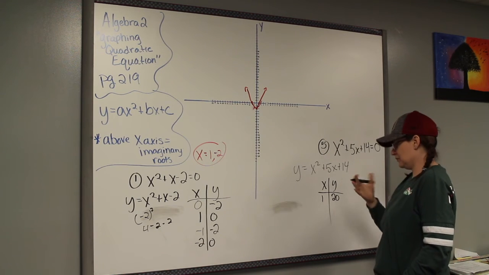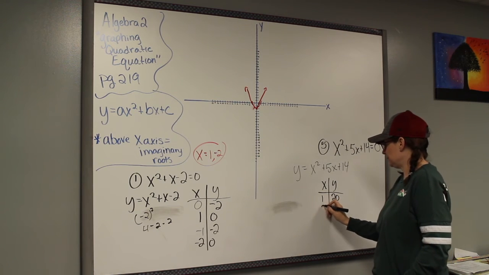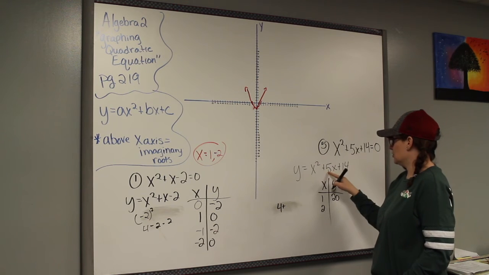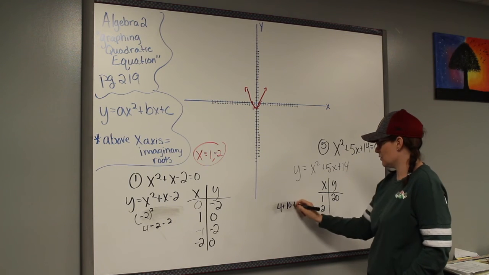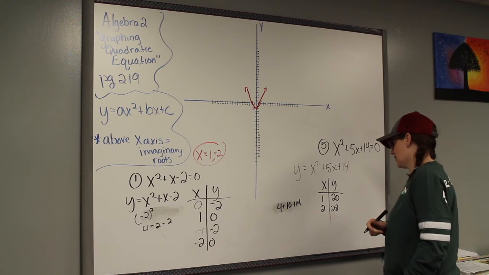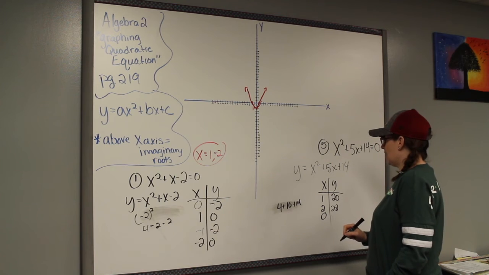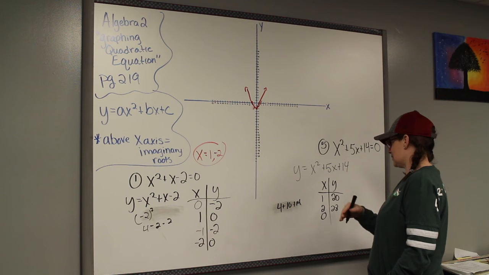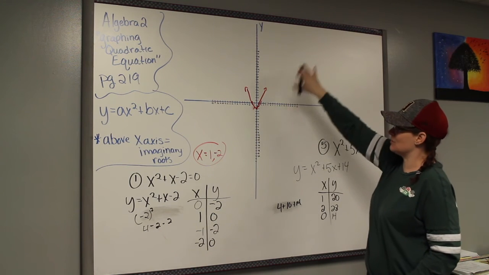So let's go ahead and pick 2. So 2 squared is 4. 2 times 5 is 10. So that's 14 plus this 14. That would be 28, which is going to be off of my graph here. Let's do 0. 0 here gives me 0, and a 0 here gives me 0, so that's going to give me 14. Those are all positive, so they're going to be on this side somewhere.